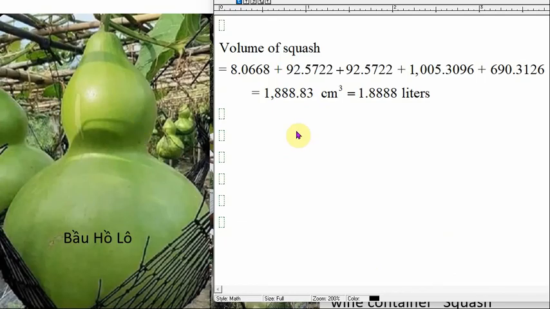And so in summary, the volume of this birdhouse squash, or bottle gourd squash, will be 1,888.83 cubic centimeters, which is 1.88883 liters. Recall that a liter is 1,000 cubic centimeters. So that's the end of the video.